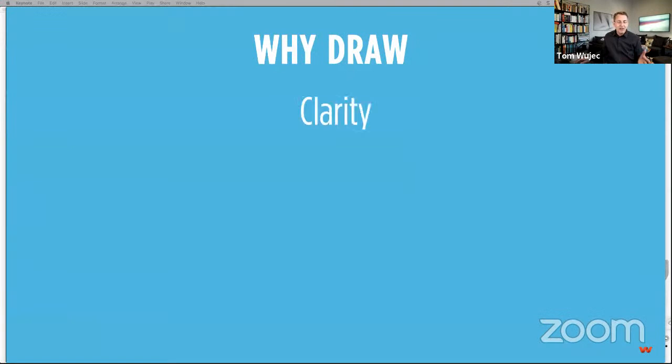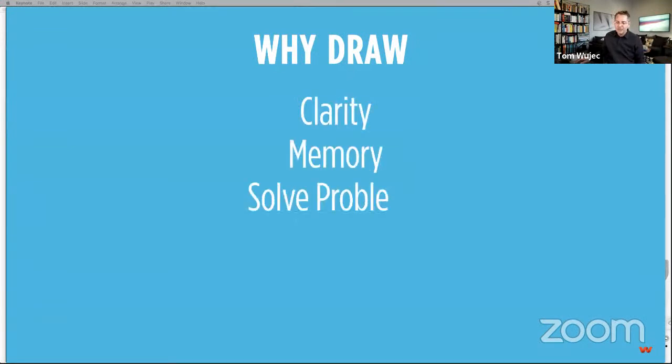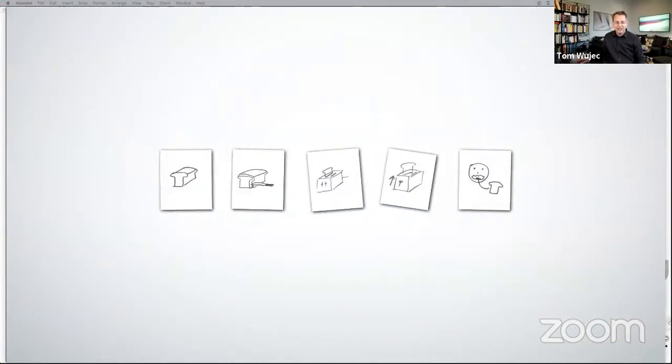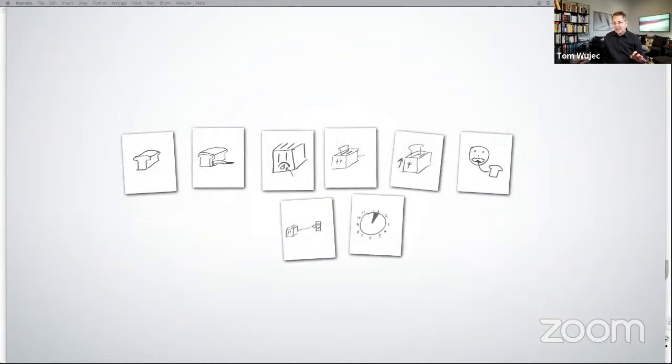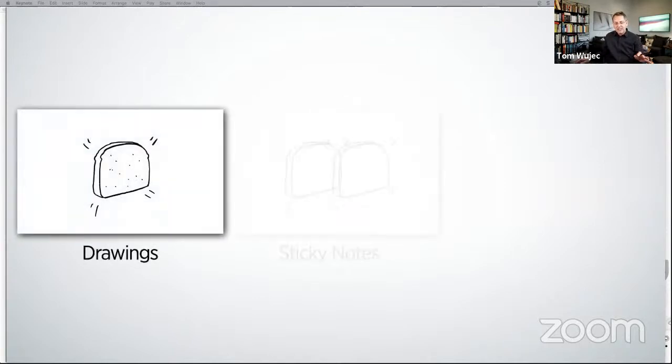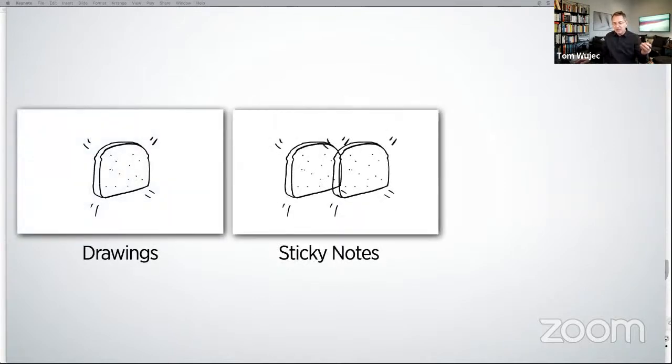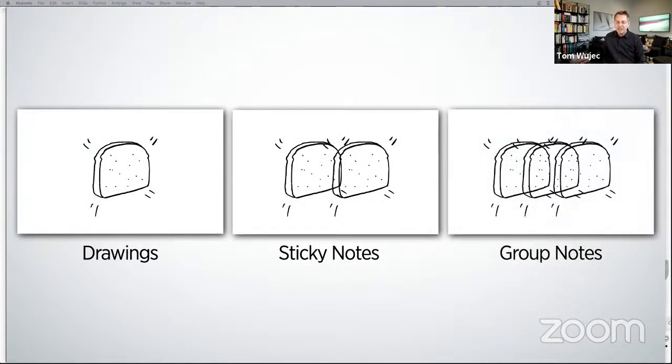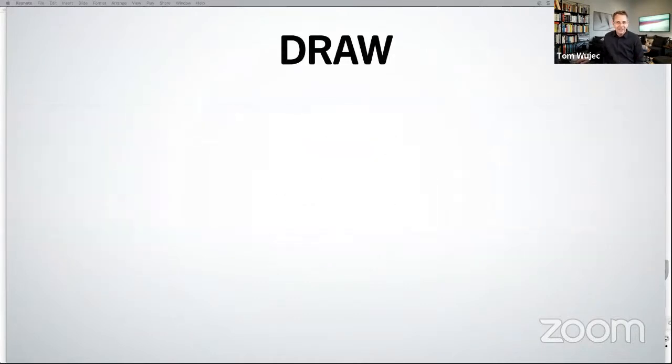So why draw? It improves clarity, improves memory, helps solve problems, and we can sell ideas. Secondly, drawing toast with little sticky notes allows us to have a conversation with the idea. We can add, subtract, and move ideas around. Drawings allow us to see our mental models. Sticky notes allow us to have this conversation, and group notes, when we do this with others, allow us to democratically create the best kind of systems model, if well facilitated.